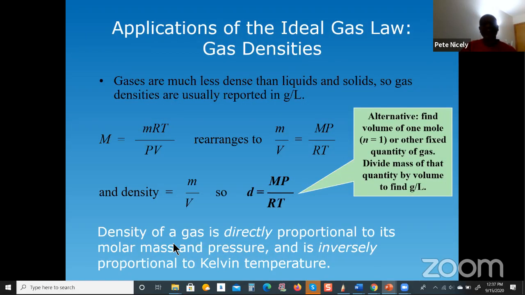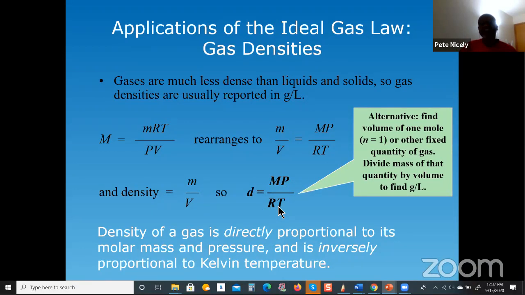But before we get to that, I just want to point out a couple of features of this equation right here. If you look at this equation carefully, you'll see that the density is dependent on several factors. For one, everything else being the same, the greater the molar mass of a gas, the greater its density. Same thing is true for the pressure.